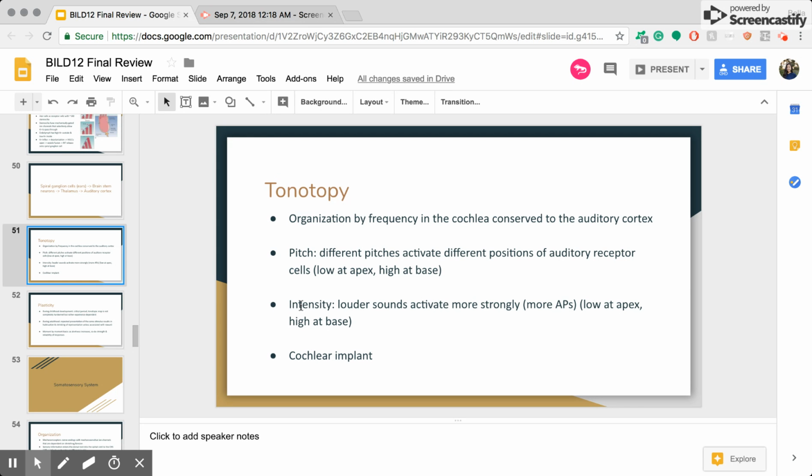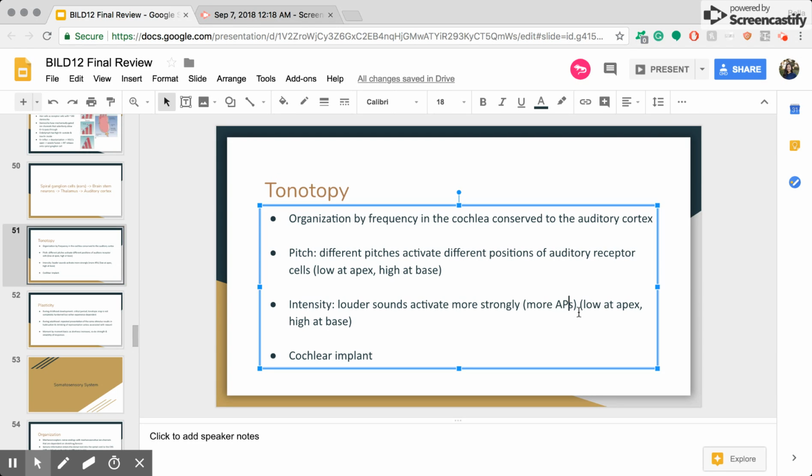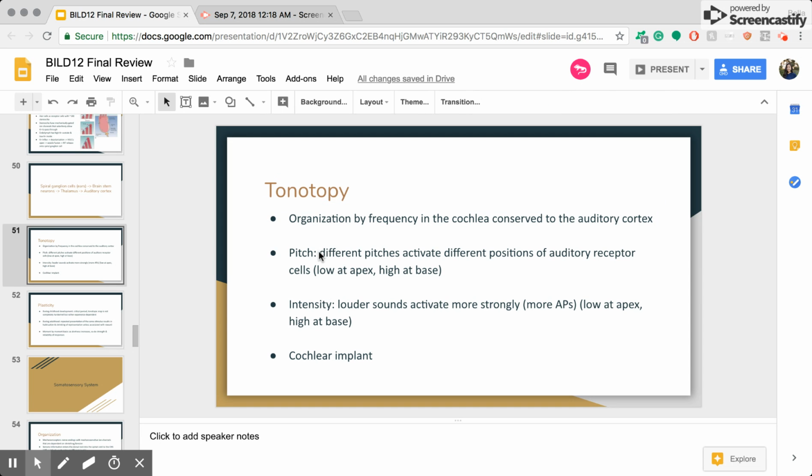So with intensity, the whole thing is activated, but it's activated less or more depending on how strong the intensity is. And if it's more strong, there are more action potentials going on. So pitch is specific, intensity is how intense it seems.